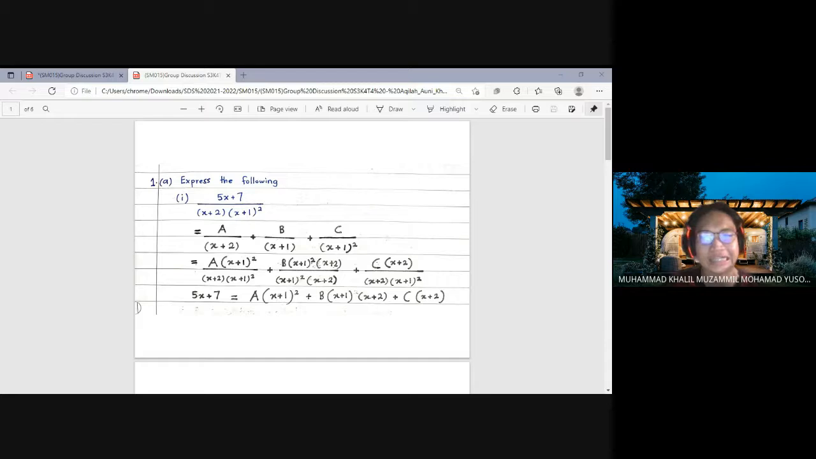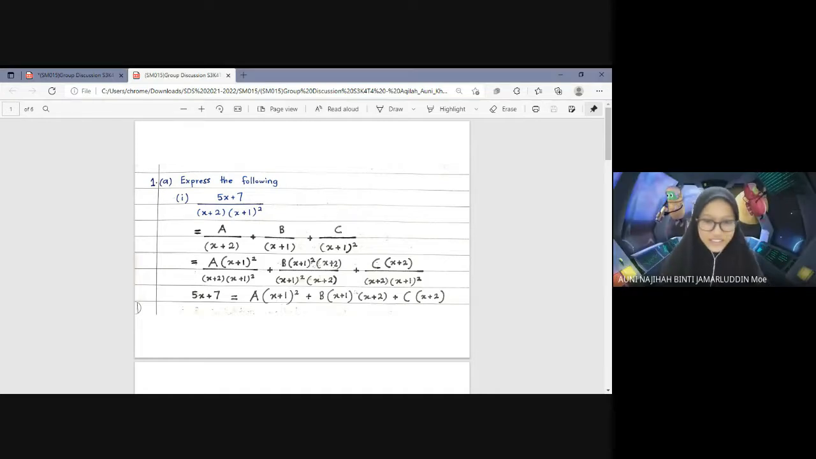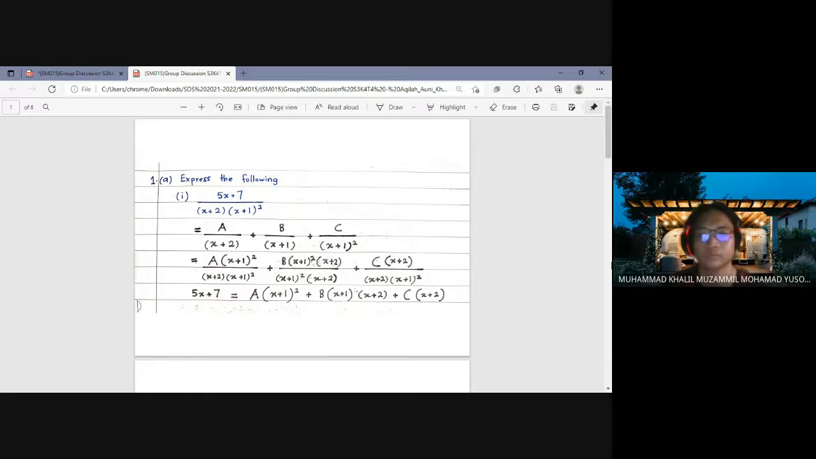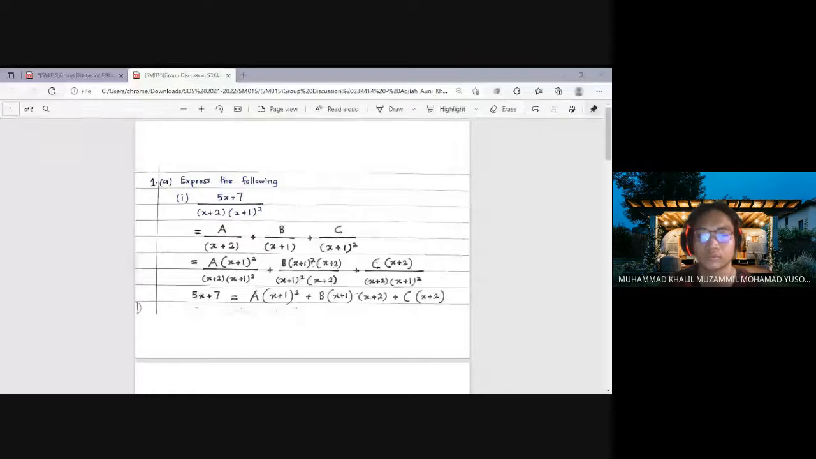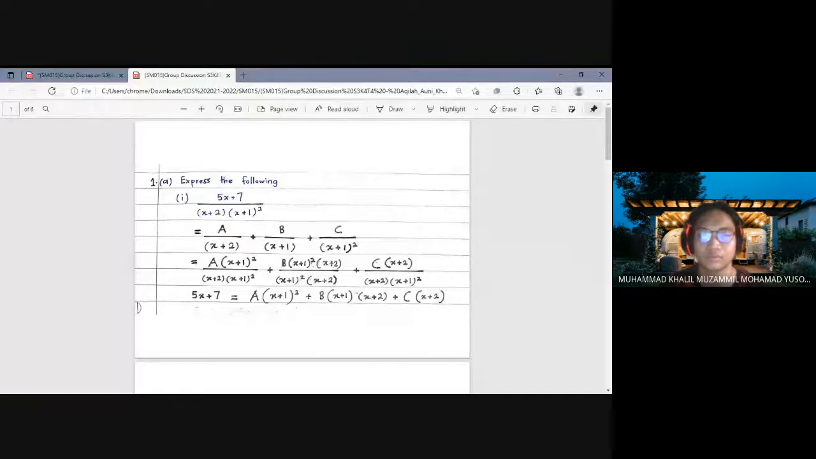Okay, so for the first question, would you like to tell us how to do this question, Auni? Okay. So first, the question is about expressing the following equations. So we have here 5x plus 7 per x plus 2 times x plus 1 squared. Sorry. Okay.